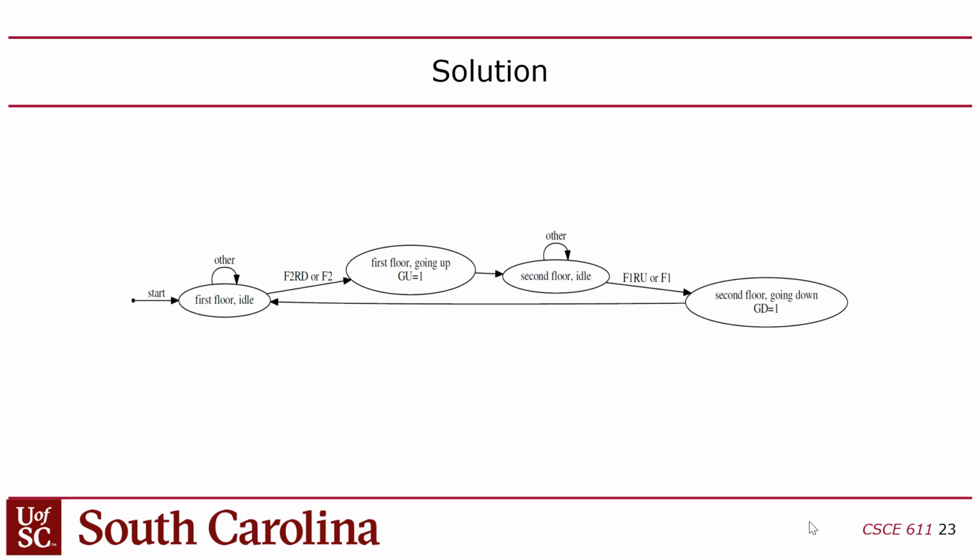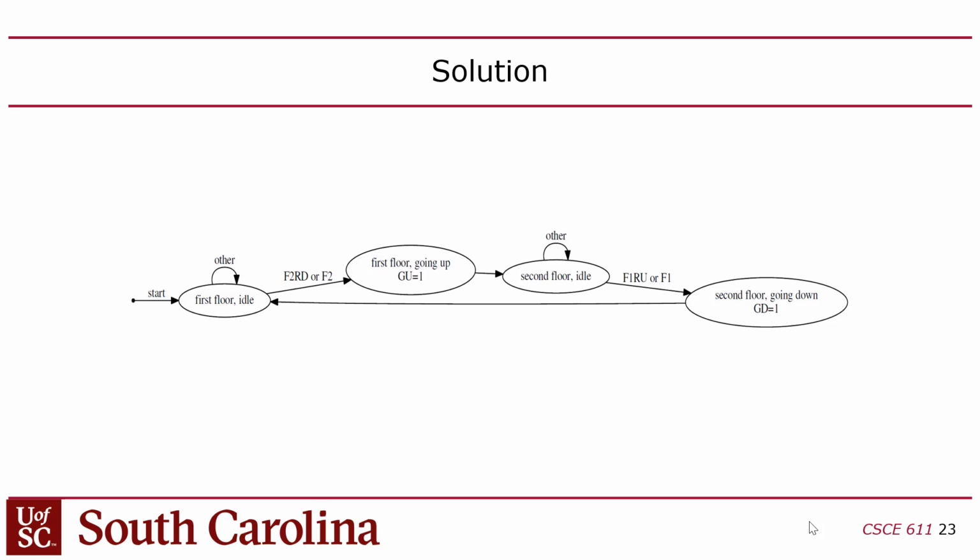And so the transitions here are based on the buttons inside the elevator and outside the elevator. So if I'm idle and someone in the elevator hits F2, or if someone outside the elevator on floor 2 requests the elevator, right, then it would move up, right? At which point it would set the GU to 1. That's the motor that activates going up.